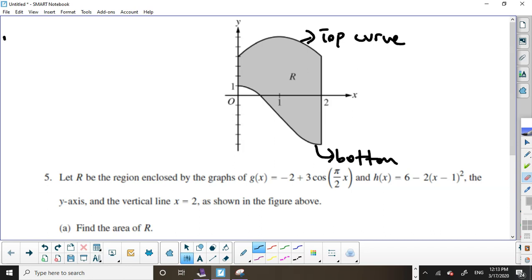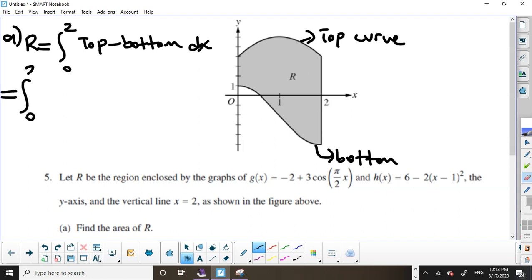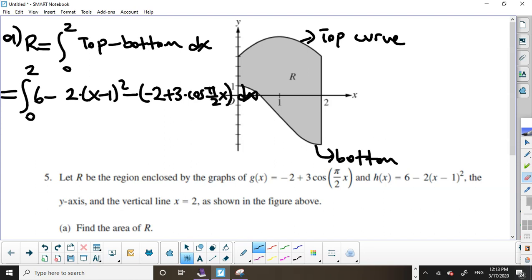So part A, let's get started. Basically, for area R, I'm going to find the area with respect to x, which means I'm going to be using the x coordinates for the upper and the lower limit. So from 0 to 2, top curve minus bottom curve dx. We know that the top curve is h of x, which is 6 minus 2 times (x minus 1) all squared, minus the bottom curve g of x, which is negative 2 plus 3 times cosine of pi over 2 x, dx. So let's simplify this expression a little bit.